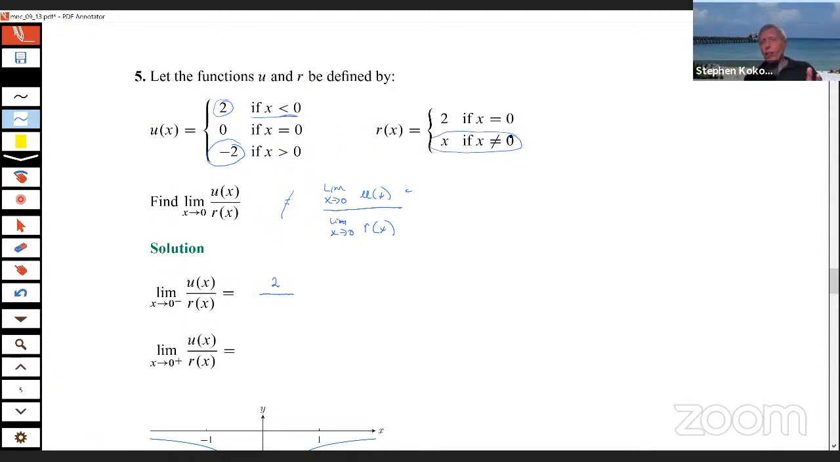X is getting close to 0 from the left. And the way that I like to write that in my class is just a negative sign in parentheses. That's an indication that that denominator is getting very, very small negative.